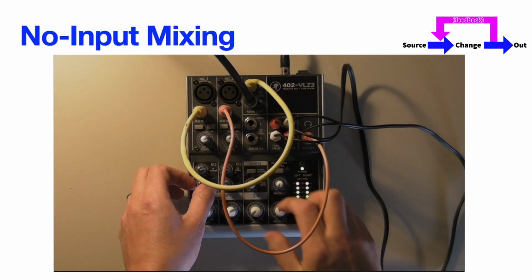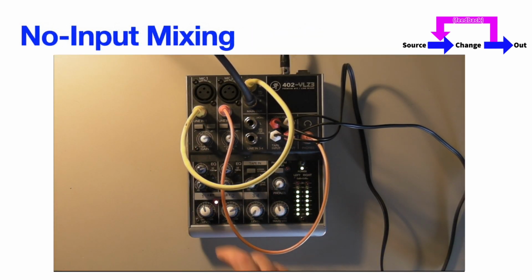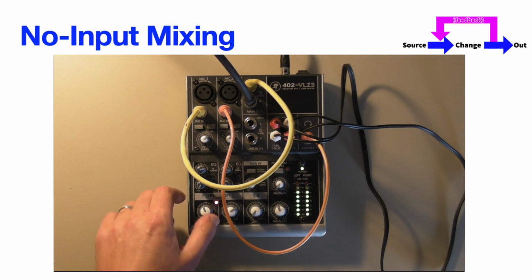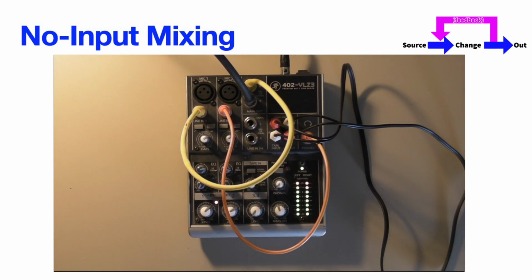Okay, what if we cut the microphone out entirely and just run a mixer into itself? Here, I'm sending the outputs of my mixer back into the inputs, so the sound is being amplified and different frequencies are being emphasized based on the electronic resonance of my mixer and its settings.